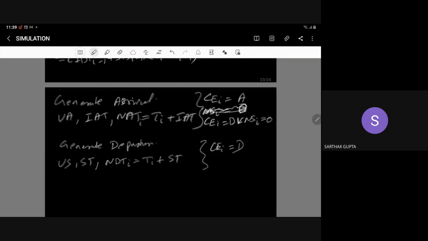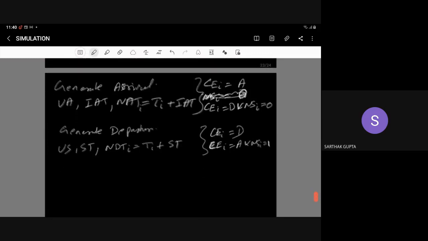So we generate the departure when the current event is departure, and when the current event is arrival and NS is equal to 1, if it is the first arrival, then also we have to generate the departure. Clear? Then we have to generate the NET.